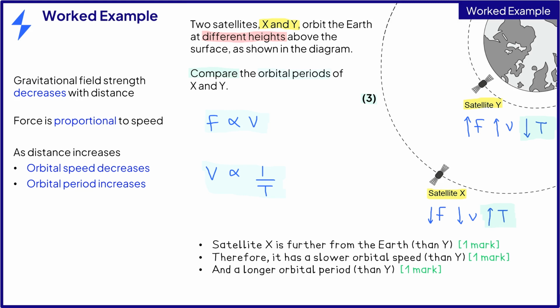This makes sense because satellite X has a much longer orbital path around the Earth than Y, so naturally it will take X longer to complete one orbit. In a compare question, you have to write down similarities and differences between two objects or things. Make sure you refer to both of them to get all the available marks.